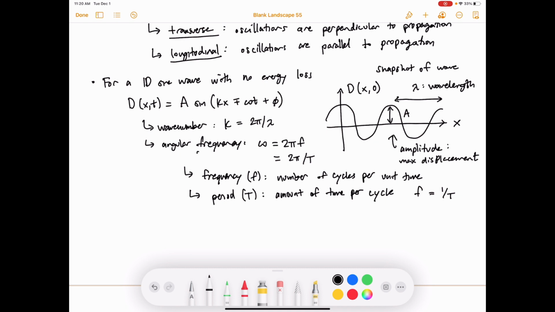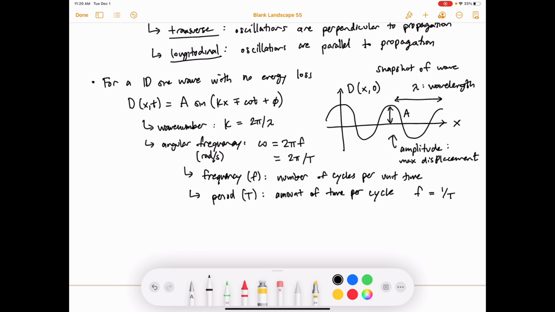And the angular frequency is just another way of talking about how fast the wave is oscillating up and down, but instead of cycles per unit time, we're talking about radians per unit time, or radians per second. Okay? So those are all the different quantities that go into this formula here.